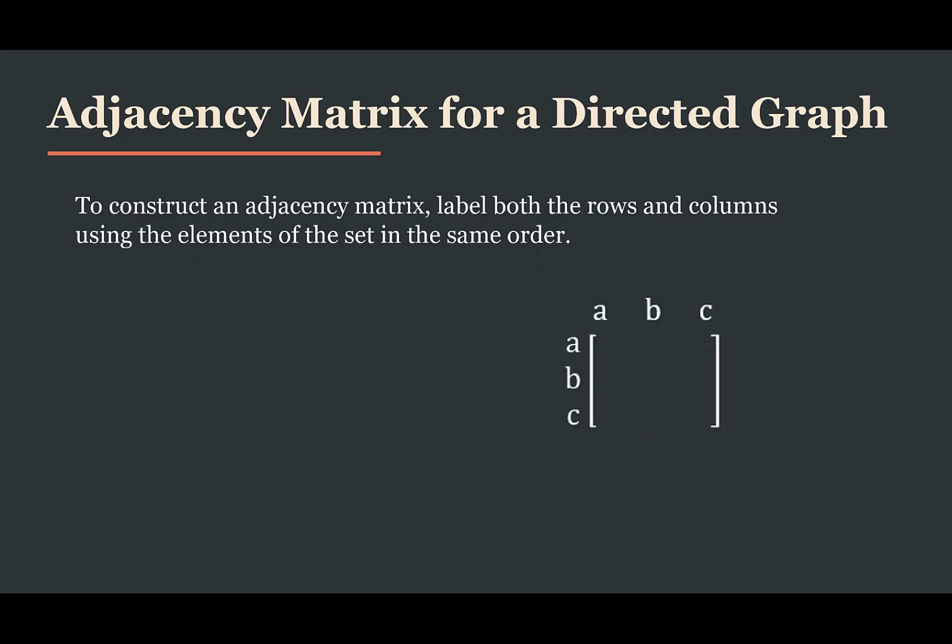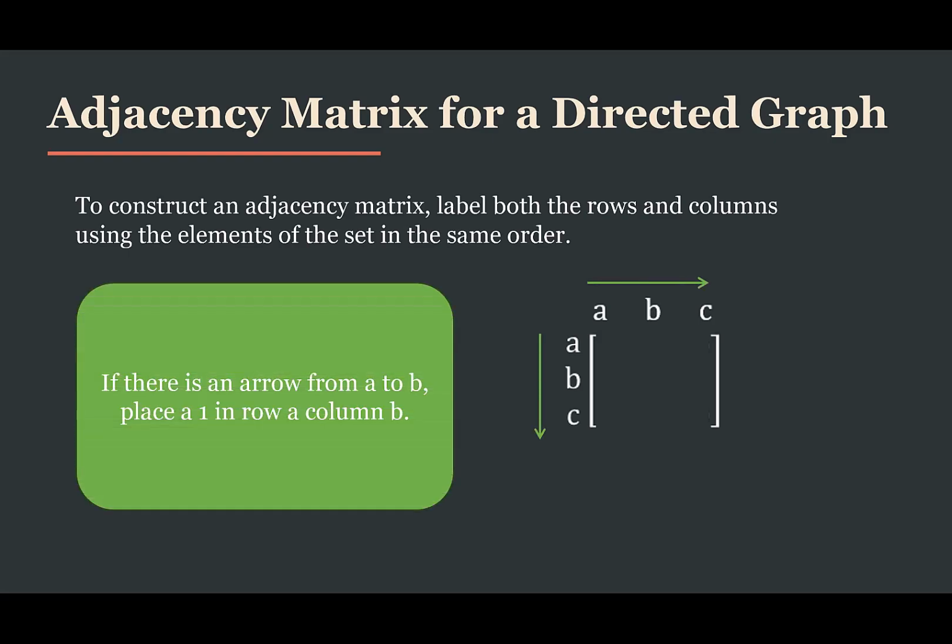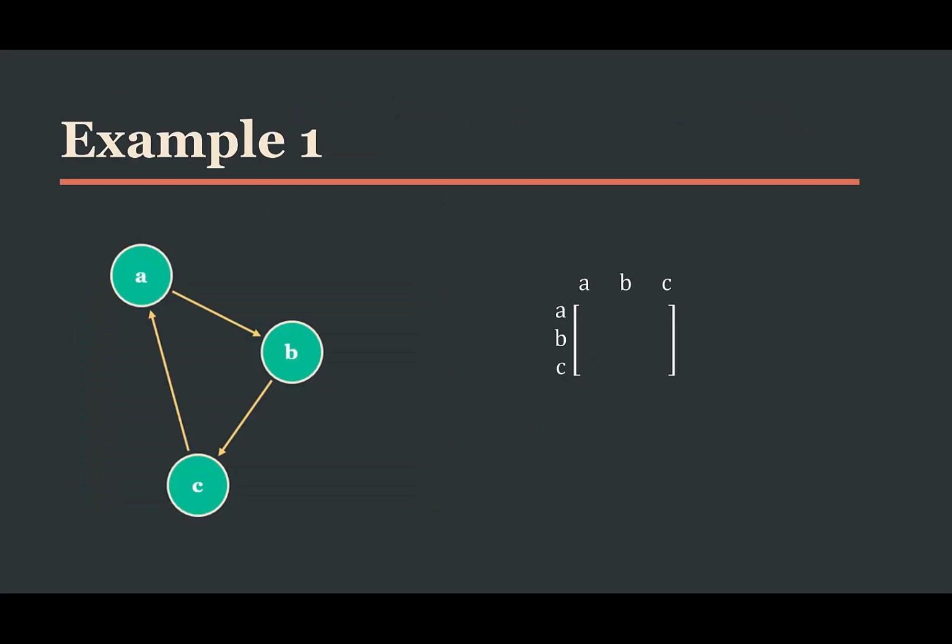To construct an adjacency matrix, we'll start by labeling the rows and columns using the same elements of the set and keeping these elements in the same order. Then, if there is an arrow from A to B, we're going to place a 1 in row A, column B. If no arrow from A to B exists, we're going to place a 0 in row A, column B. Let's walk through a couple of examples.